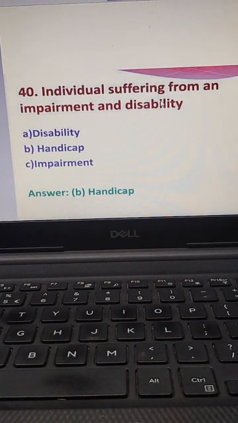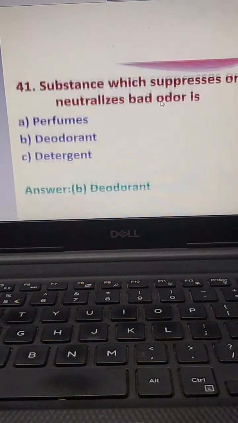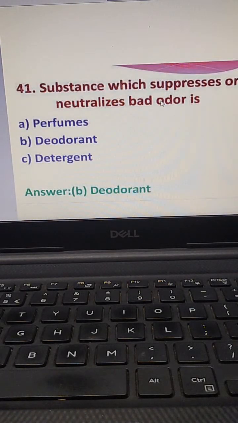Then next question. Individual suffering from an impairment and disability: disability, handicap, impairment. The answer is handicap. The next question. Substance which suppresses or neutralizes bad odor is perfume, deodorant, detergent. The answer is deodorant.